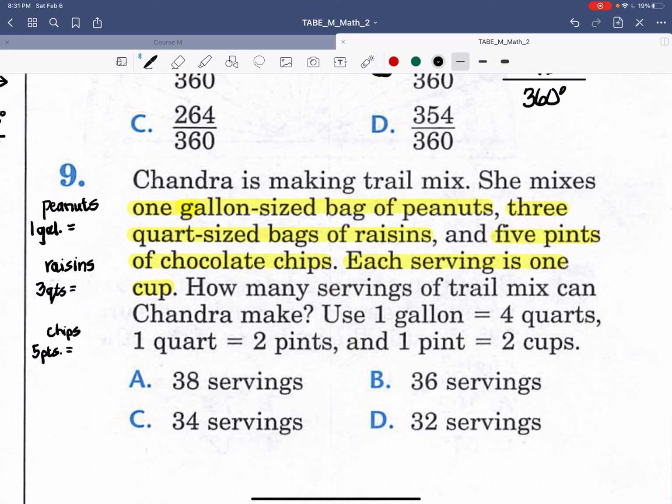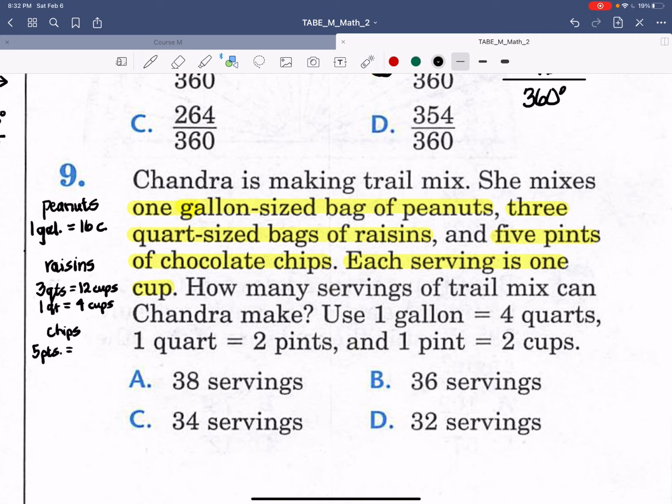And the servings are all in cups. So I'm going to need to convert everything to cups. All right, a gallon, I know that to be 16 cups. 3 quarts. Well, I know that 1 quart is 4 cups. So 3 times 4, that would be 12 cups of raisins.